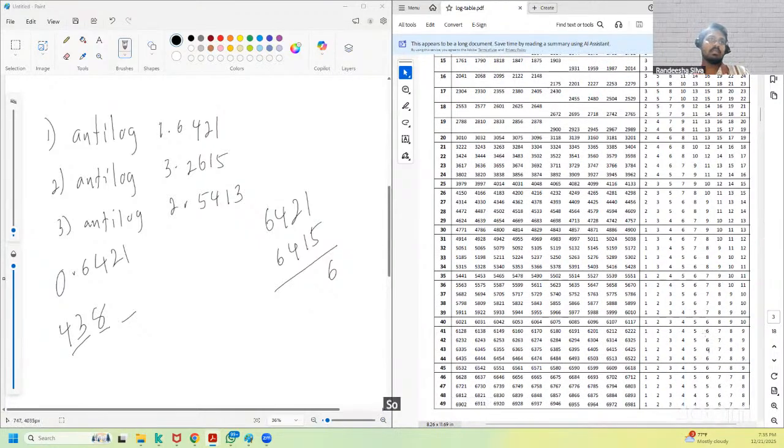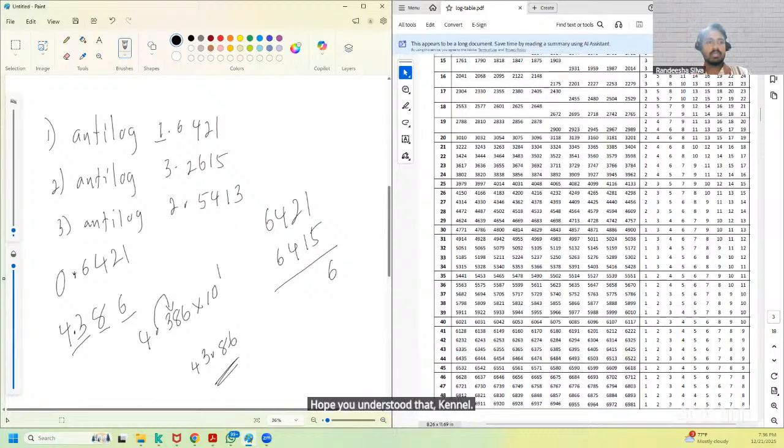So since it's a 0 point, we have to go with 4.386, and we know the characteristic is 1, so it will be 10 to the power 1. Then we have to multiply, and 43.86 will be our answer. Hope you understood that, Kenul. Thank you, sir. Did you both get it? Yes, sir. Yes, I got the answer.